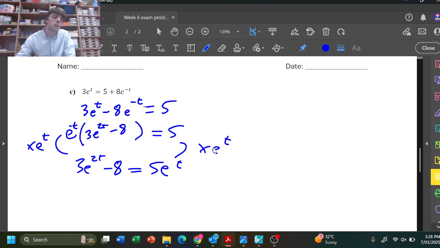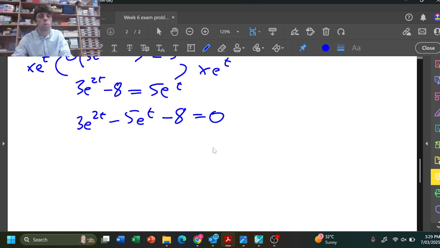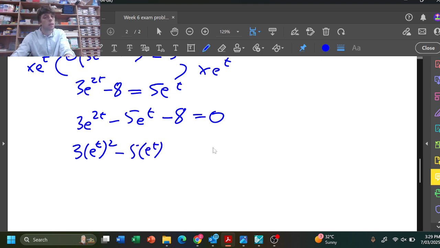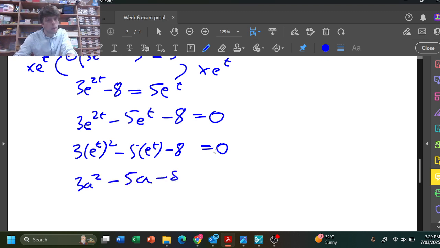And then what we can do is collect all the terms on this side of the equal sign. And what we have created here is a quadratic equation. So let's write this out. That's equal to 0. Okay, so how is this a quadratic equation exactly? Well, if we have a think about it, this is a quadratic equation in terms of e to the power of t. So we can write it in this form: 3 times e^t squared minus 5 times e^t minus 8 equals 0. So just imagine our e to the power of t is like a, for example. So 3a squared minus 5a minus 8 equals 0. It's simply a quadratic equation.